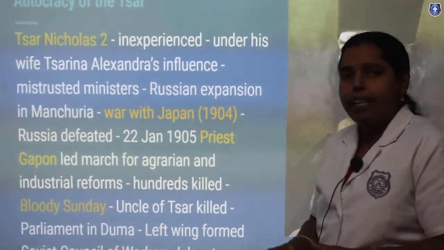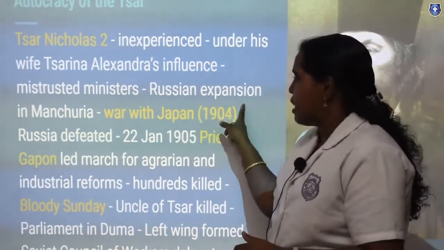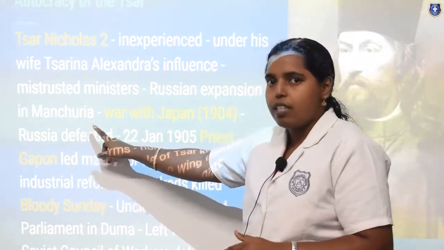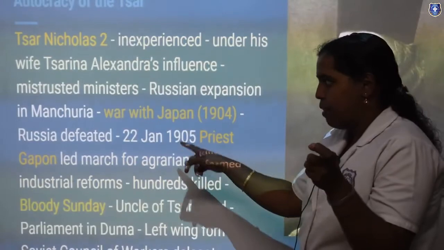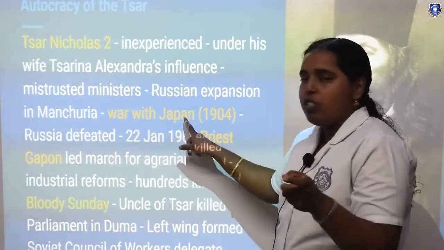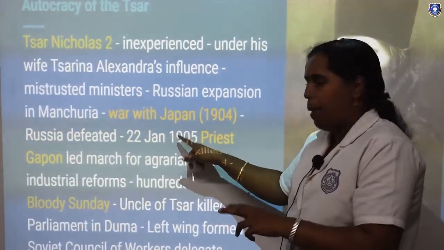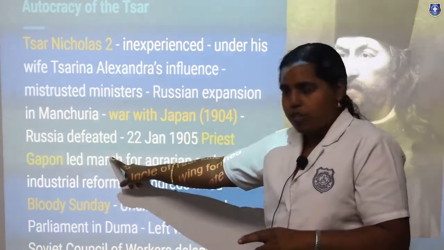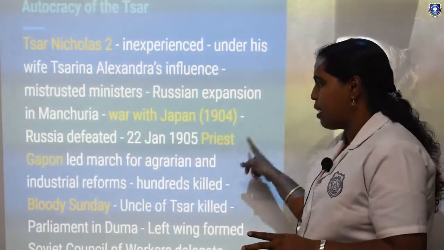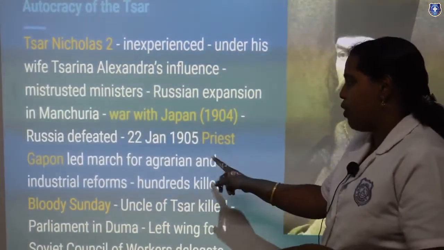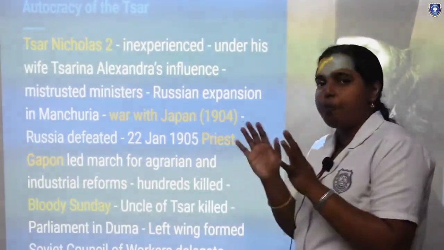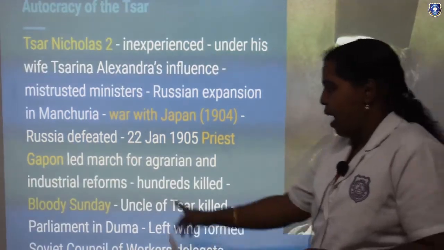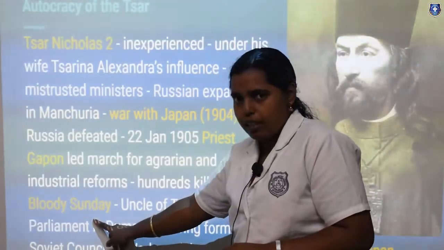This really violated the peasants. And Russian expansion in Manchuria. Here you can see Manchuria, that I said in the first slide, where the war with Japan happened. So they had a war with Japan, and Russia was defeated. Priest Gapon led a march for agrarian and industrial reforms. On this day hundreds of people were killed, and this day was called Bloody Sunday.